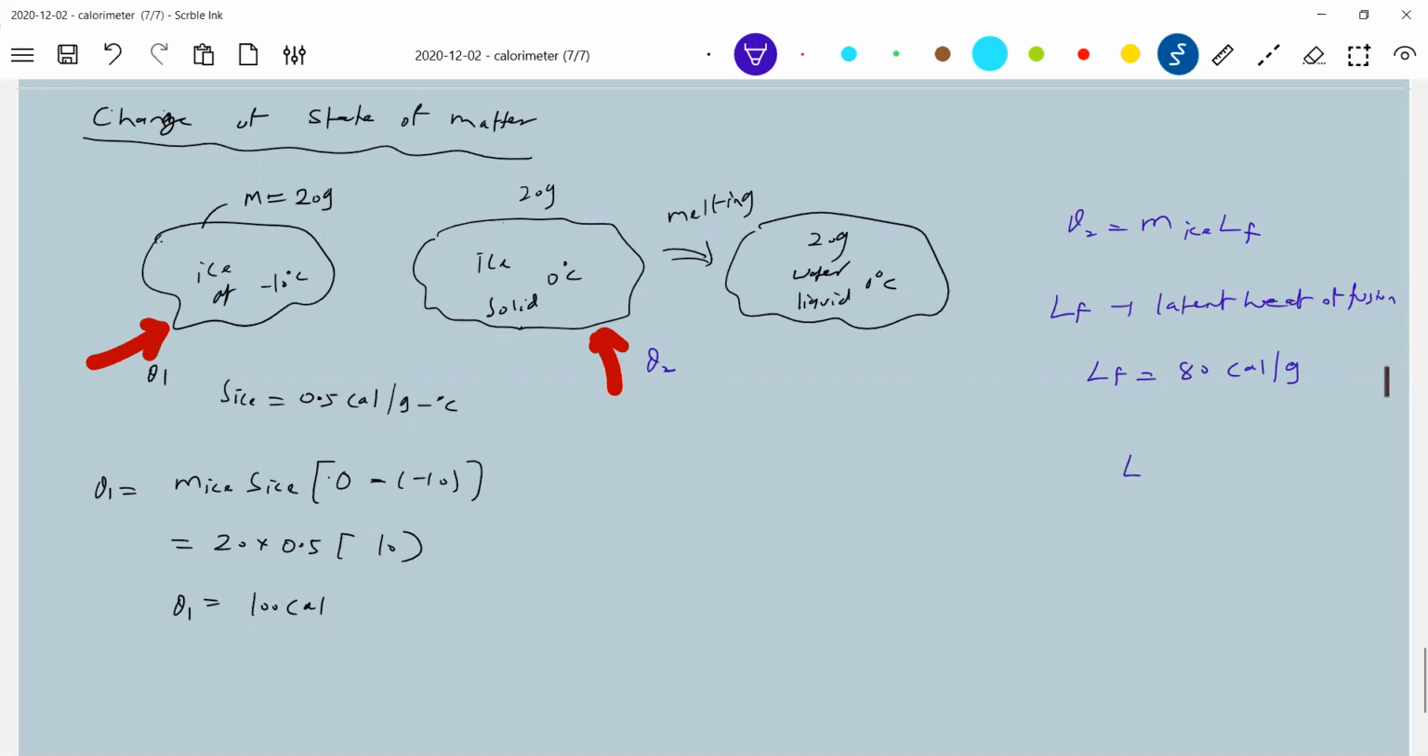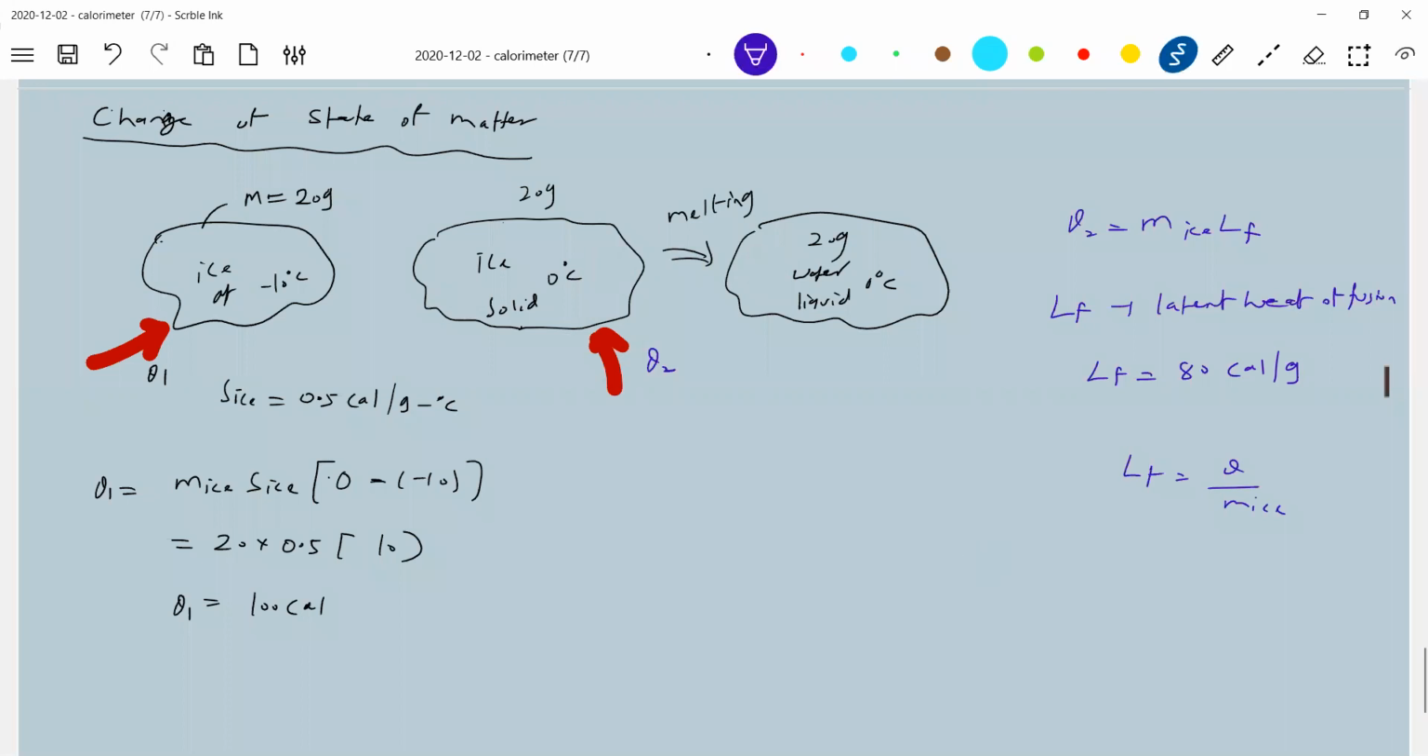Because how do you define LF? LF should be Q by m. The amount of heat required per unit mass to melt that particular substance is called latent heat of fusion. So there won't be change in temperature of a substance. All the heat we supply is utilized to change the state of matter. From solid, it will become liquid state here. So when a substance changes its state, no change in temperature.